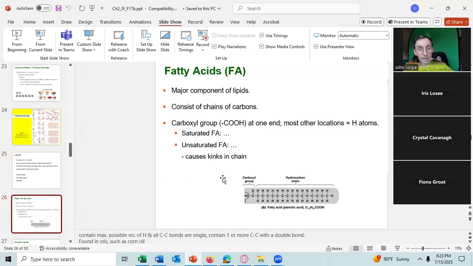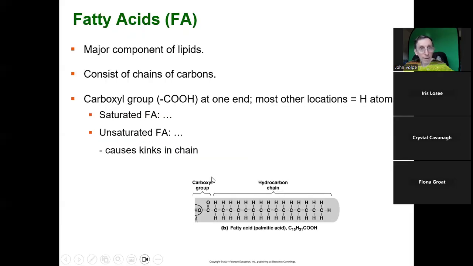Let's talk about the simple lipids, a fatty acid. Fatty acids are a major component of many lipids, not all, but many lipids, such as fats, are made up of fatty acids. Fatty acids consist of a chain of carbons, shown right here. And it's mostly hydrocarbons, carbon and hydrogen.